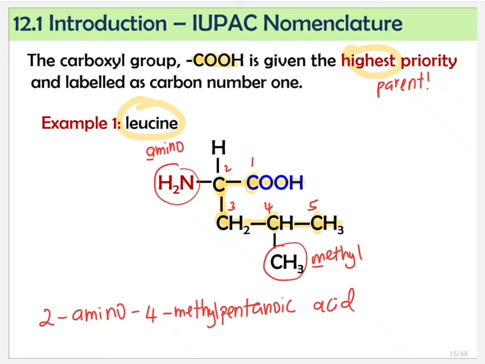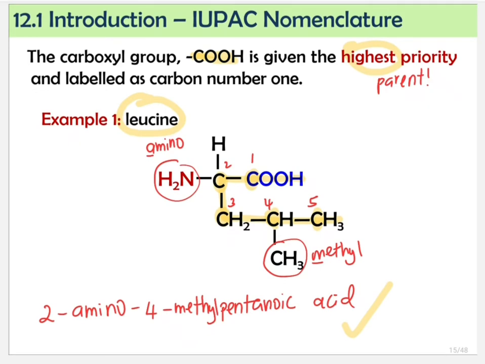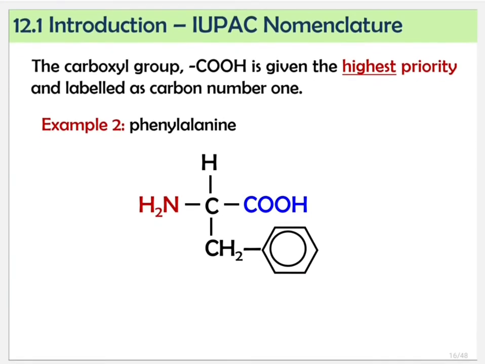Yang penting, IUPAC nomenclature. Sebab, kalau soalan bagi amino acid, dia akan bagi dua-dua nama. Means common name ada, IUPAC name pun ada. So, you still can recognize the structure of the amino acid based on the IUPAC nomenclature. Okay? Jadi, yang paling penting dekat sini, IUPAC. Mesti tahu macam mana nak bagi nama menggunakan IUPAC system. Okay. Jadi, kita pergi kepada example yang seterusnya.